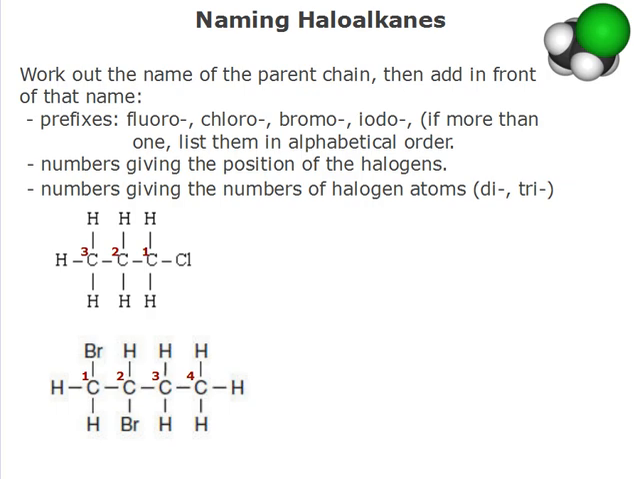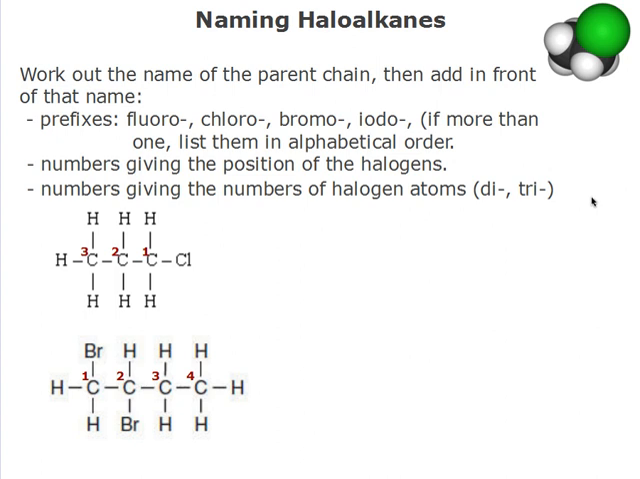So how do we name haloalkanes? It's quite similar to naming alkanes. We work out the name of the parent chain, but in front of that we put the prefix for whatever halogen or halogens are present in the compound. So the prefix for fluorine is fluoro, chlorine becomes chloro, bromine becomes bromo, and iodine becomes iodo. If there's more than one in the list, you put them in alphabetical order and they go right at the very front of the name.